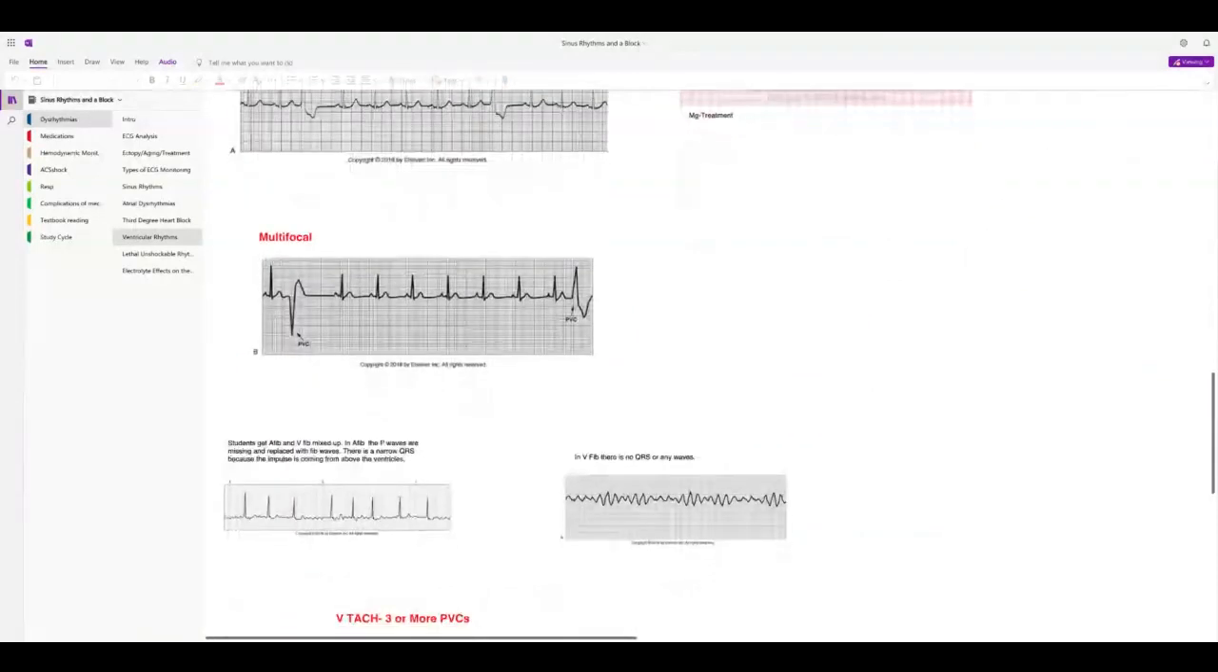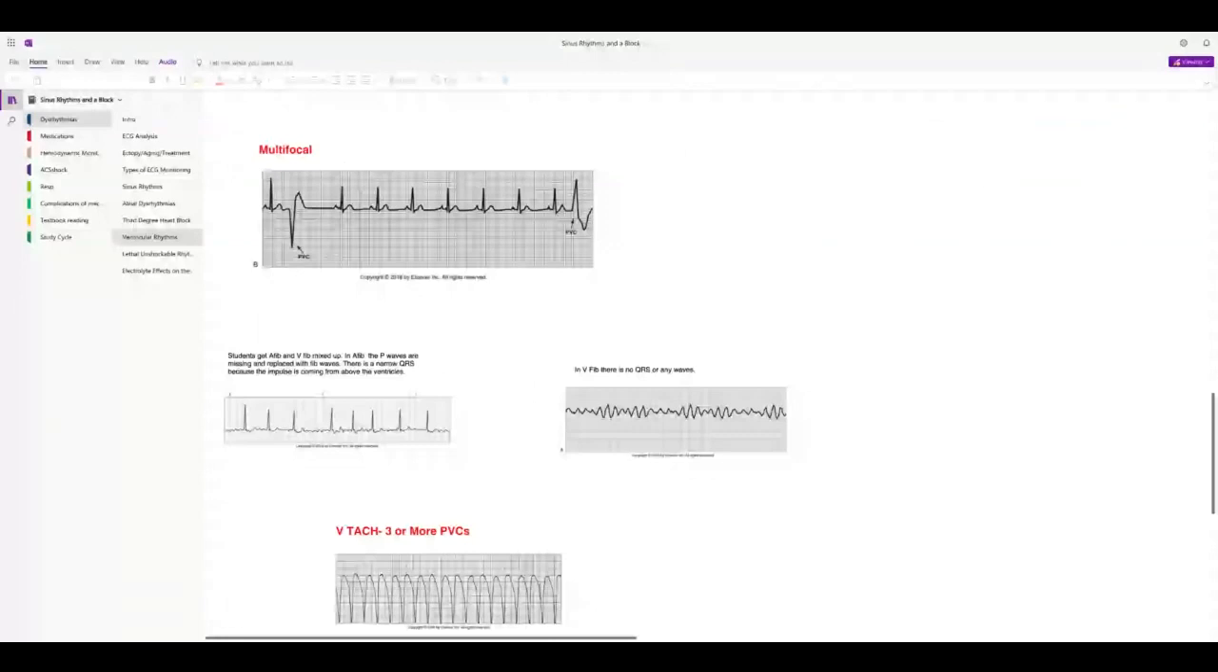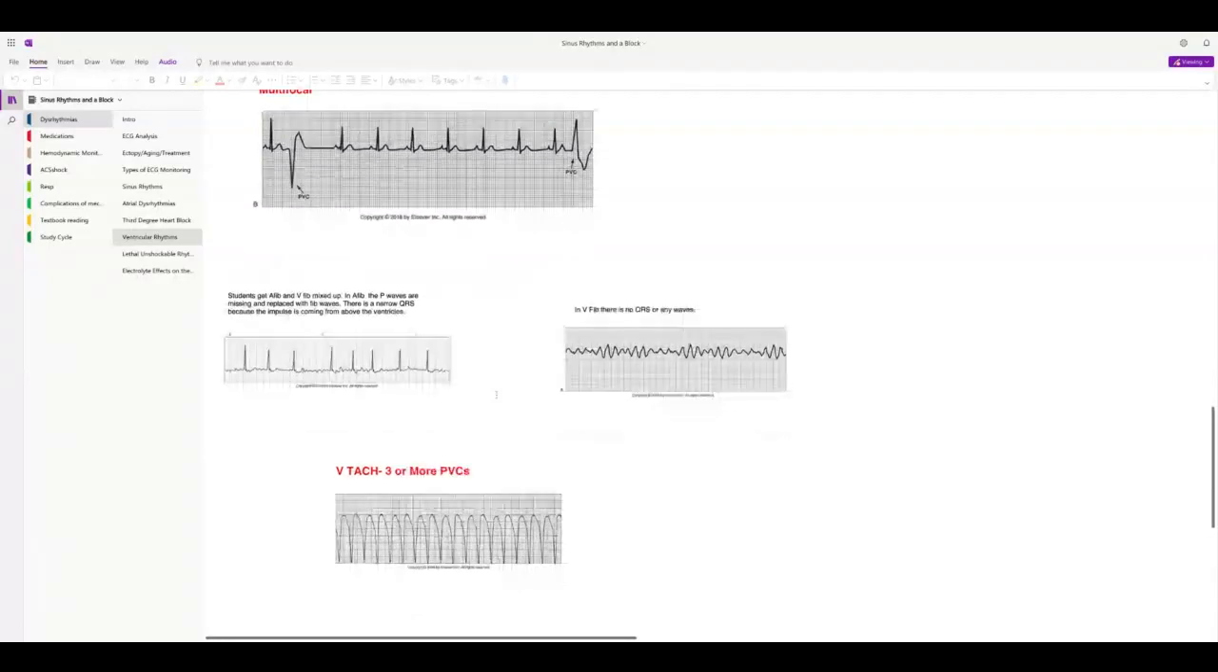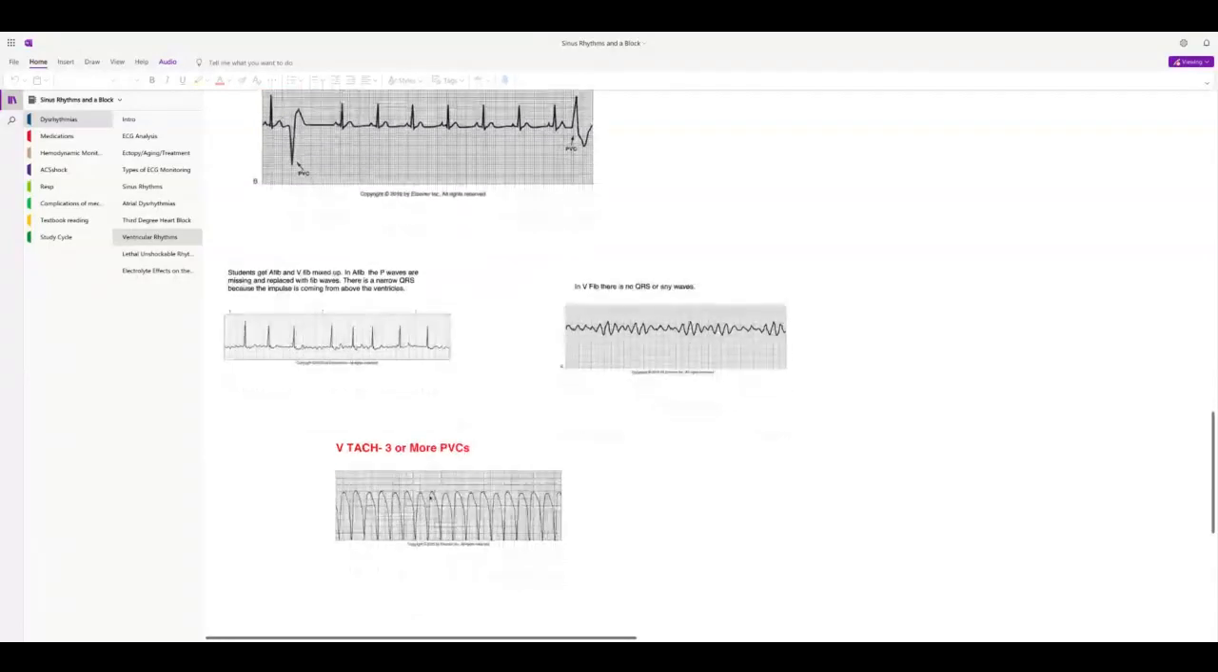Okay, and students get AFib and VFib mixed up. This is AFib. We have narrow QRSs because it's an atrial dysrhythmia. It's irregular. This is VFib. Okay, it's just like a wiggly worm, like a wet noodle. Okay, and then VTAC is 3 or more PVCs.